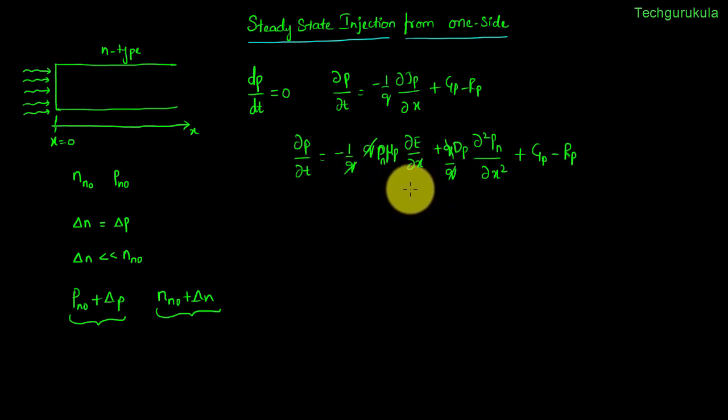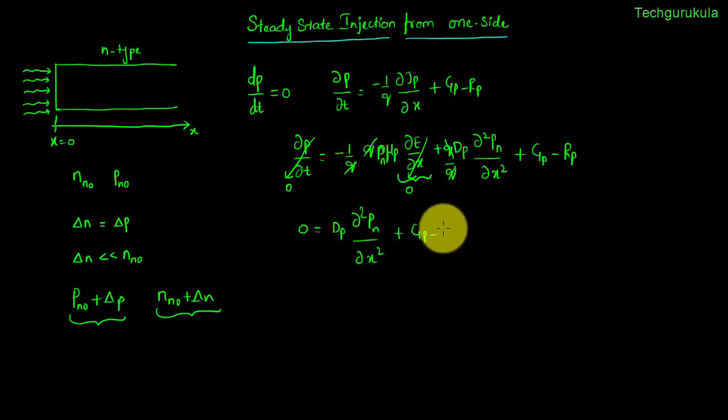In the low level injection assumption, we can say that the gradient is very small, so that the electric field gradient can be neglected, and I'm taking it to be 0. And we know that del P by del t is also 0 in steady state. So we can write this expression as 0 equal to Dp times del square Pn, the hole concentration in the N-type semiconductor, by del x square plus Gp minus Rp. We can rewrite this as del square Pn over del x square is equal to Rp minus Gp over Dp.